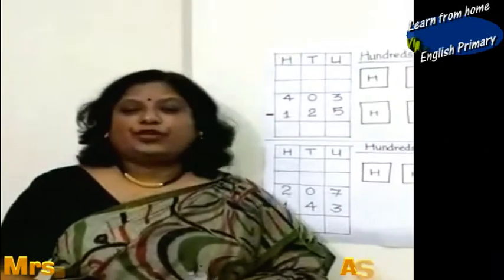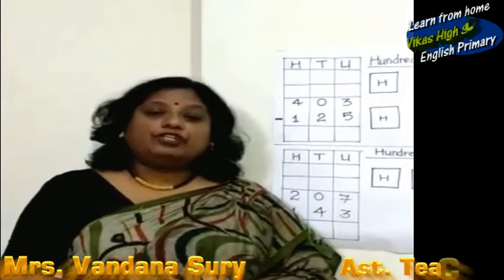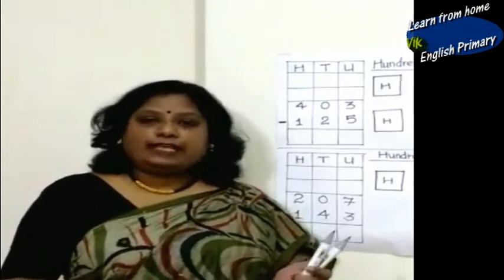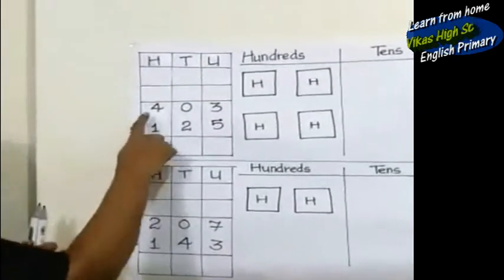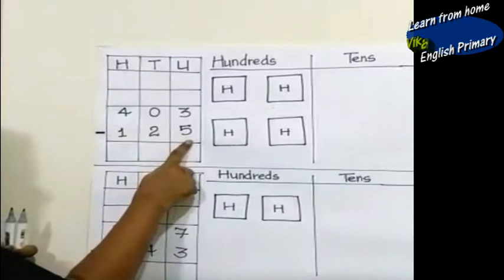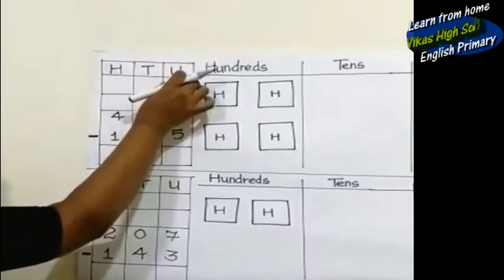Hello students, today we are going to learn how to do subtraction of 3-digit numbers with the 0 in the units and tens place. So let us see with the examples. Now you can see over here the example is 403 minus 125.